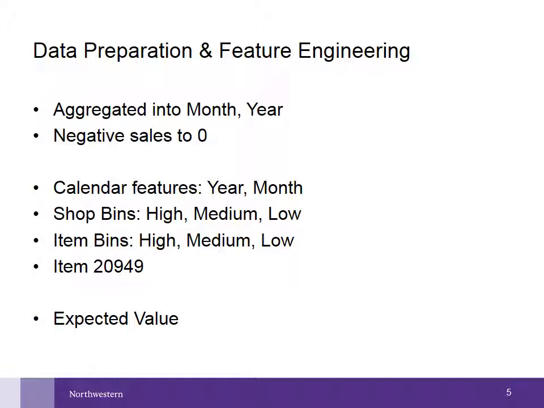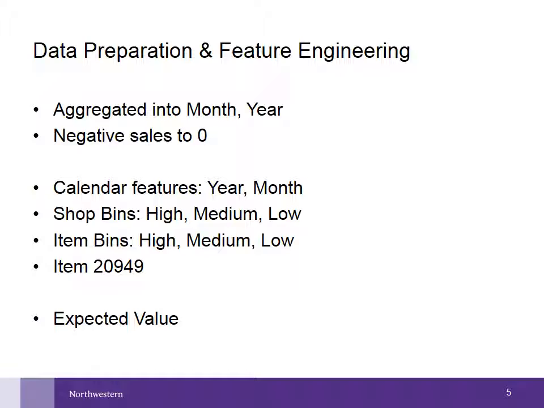I also created a flag variable for item 20949, which was the most popular item at most of the shops. One, because I wanted to make sure this was accounted for in the model, but two, when I observed my models more closely, most of my largest residuals came from predicting item 20949, so I wanted to make sure that this was accounted for as much as possible.